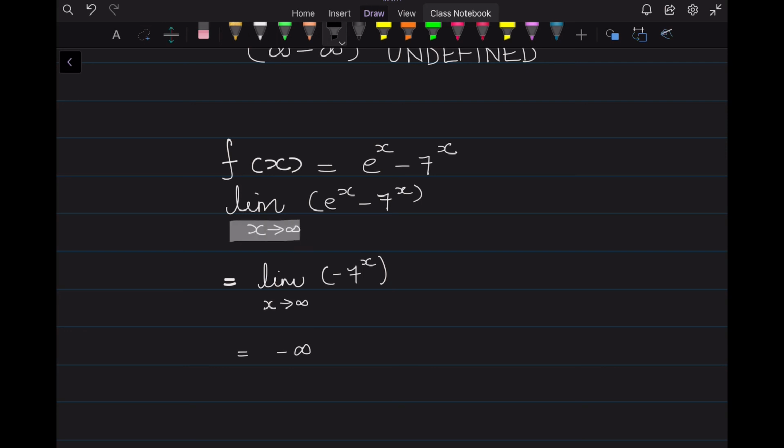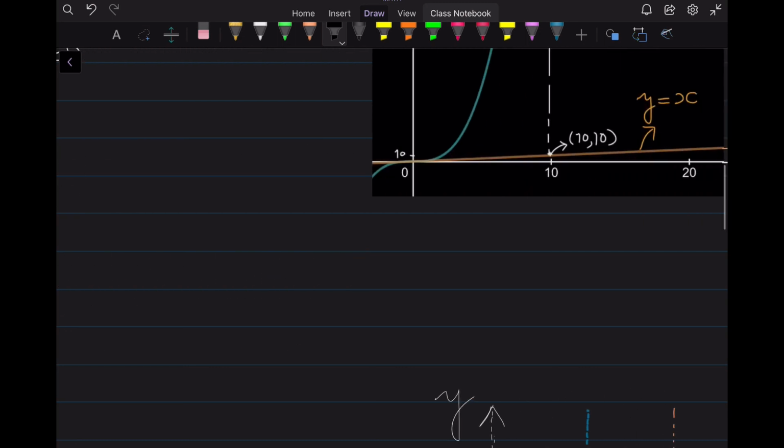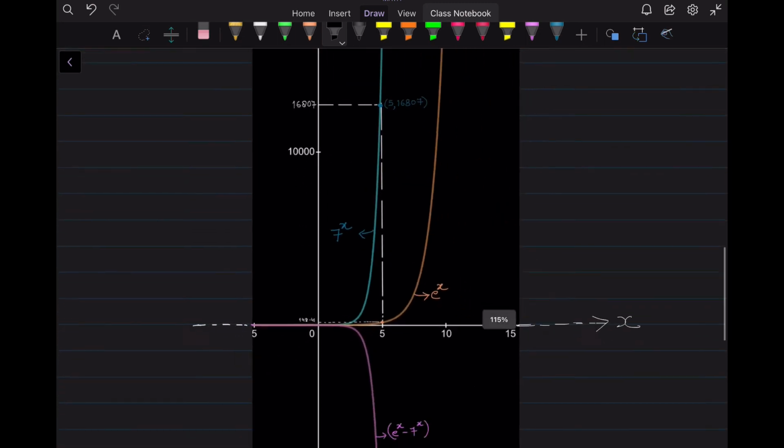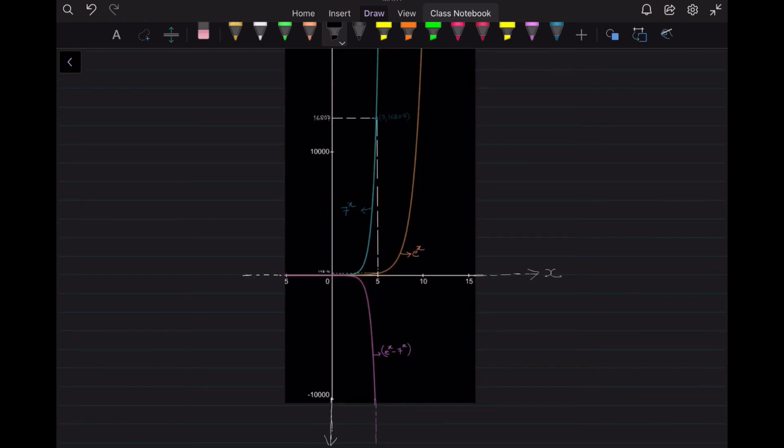So as x approaches infinity, the behavior of this function e to the power of x minus 7 to the power of x is same as the behavior of the function minus 7 to the power of x, and which you can see graphically as well. Here you can see that the graph of e to the power of x minus 7 to the power of x progresses in the negative y direction, and it approaches negative infinity as x approaches infinity.